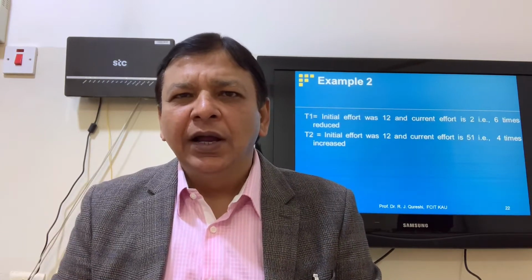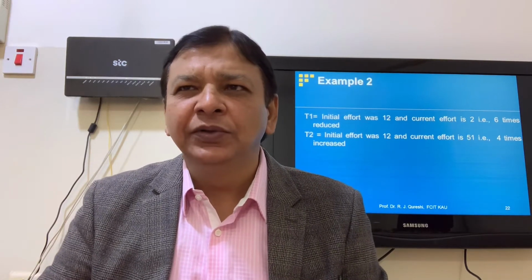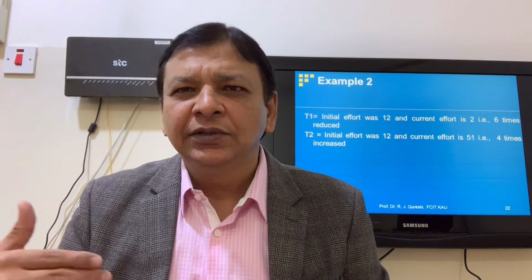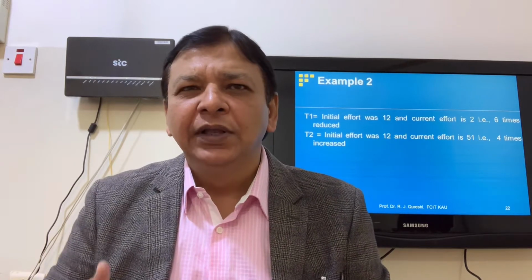In T1, the initial effort was 12 and the current effort is 2. If we increase the time by 2 years, effort is decreased 6 times. In T2, the initial effort was 12 and the current effort is 51. That is approximately 4 times increased.